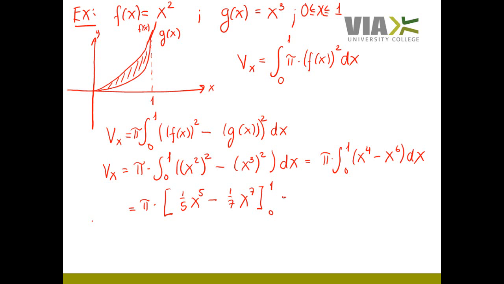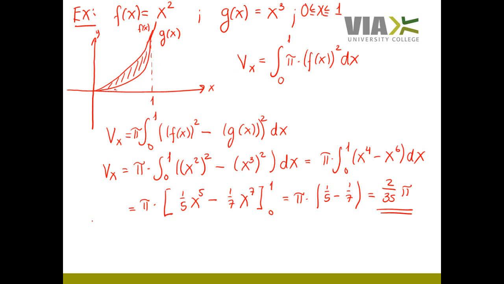So what we'll get is pi times, and we insert 1/5 subtracted with 1/7, and 0 will just 0 out. So what we altogether get will be 2/35 pi, it must be. So that's the volume which we will get when we rotate this small piece here 360 degrees about the x-axis.